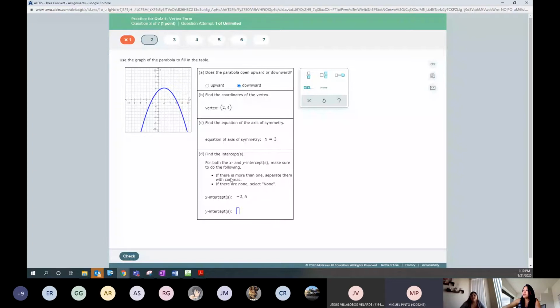Okay, so same with the x-intercept, intersection along the x-axis. So this graph is crossing at -2, 0, so you have a -2. And it's also crossing on the 6, so it's 6. So what is the y-intercept? Okay, the y-intercept should be at 3.